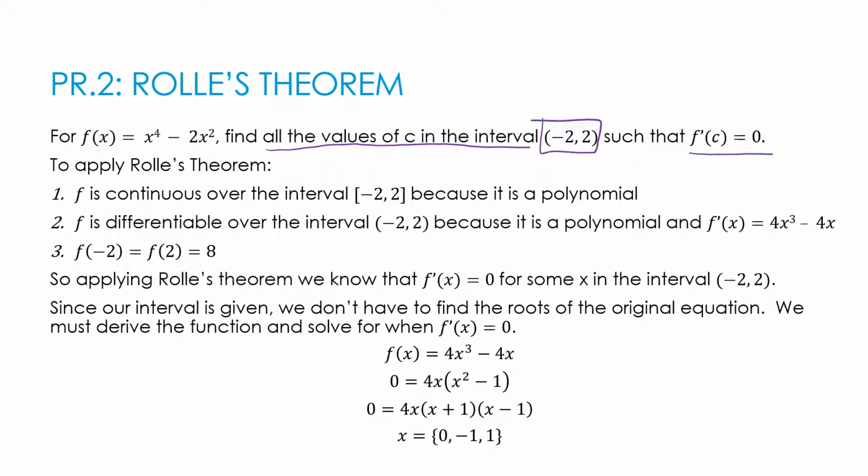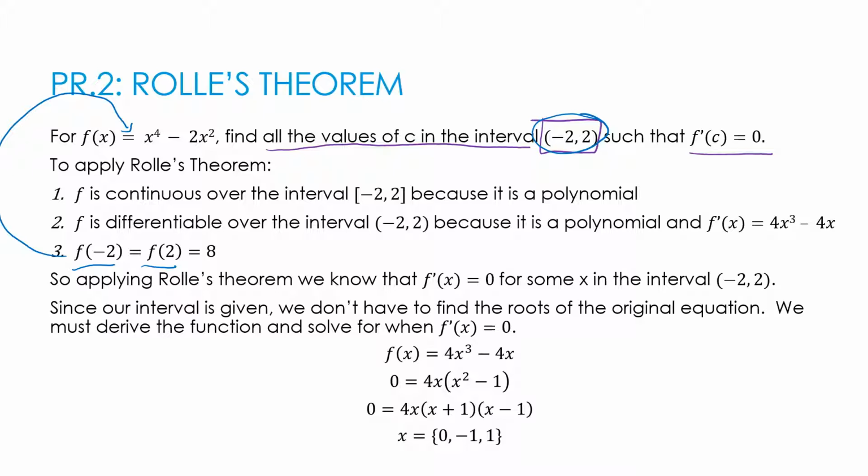So again, first I'm going to make sure I can use Rolle's theorem. I'm going to say f is continuous because it is a polynomial, and it's differentiable, again, because it's a polynomial. We don't have to worry about being differentiable when it's a polynomial. And I found the derivative to be 4x cubed minus 4x. For 3, I'm using the 2 endpoints of my interval, -2 and 2, making sure that when I plug those values back into my original equation, those 2 values have the same y value.